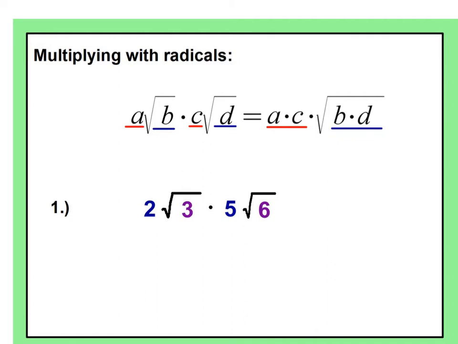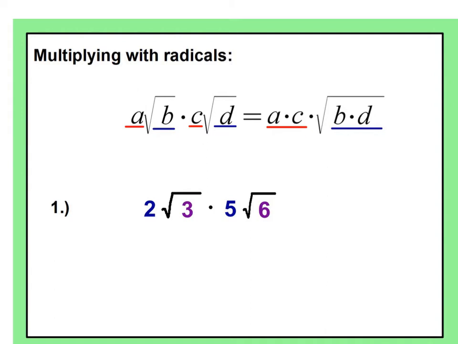So the easiest way to think of that is if there is a number outside the radical, you can multiply them together. If there are numbers underneath the square root, and if you happen to be in the future working with cube roots or fourth roots or fifth roots, they do have to be identical in order to multiply underneath the square root. So let's look at an example here.